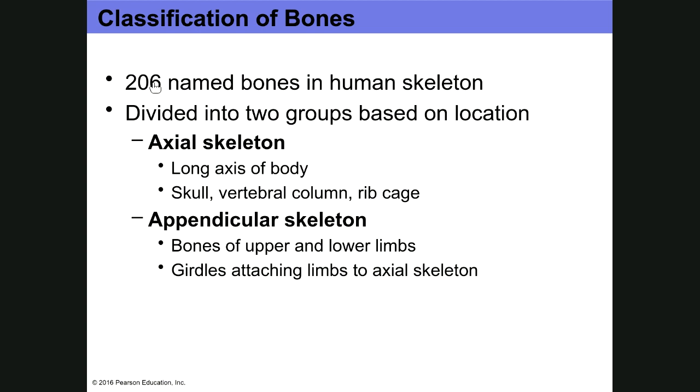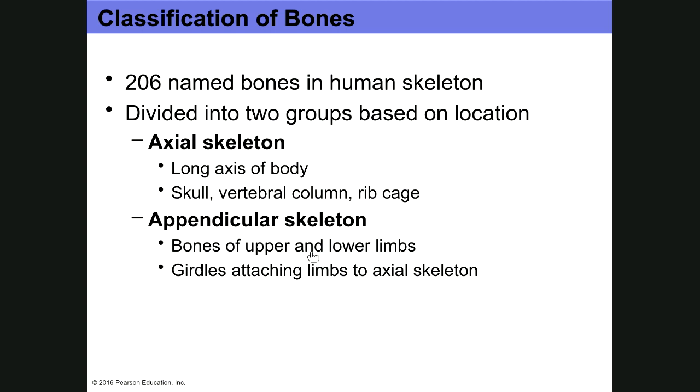So yeah, the skeleton is going to be divided into two main parts, axial skeleton. The axial skeleton is basically like the torso, all right? It includes the vertebral column and its attachment to the rib cage, all right? And then the skull. The skull is also considered part of the axial skeleton.